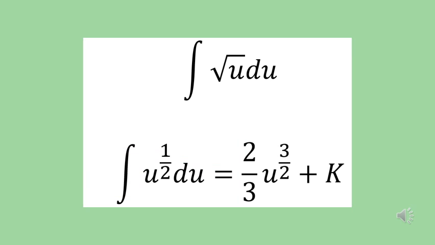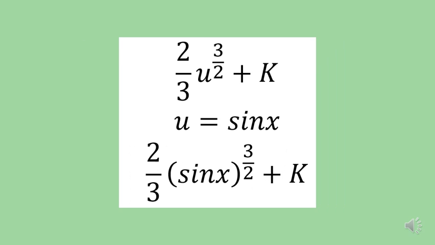And to solve that, what I'm going to do is think about it as an exponent. We've got u to the 1/2 power du. To work with that, I add 1 to the exponent, divide by the new exponent. That's why we've got 2/3 u to the 3/2 plus k. And again, the final step is to substitute back. So 2/3 sine x to the 3/2 plus k. That's going to be our final answer.